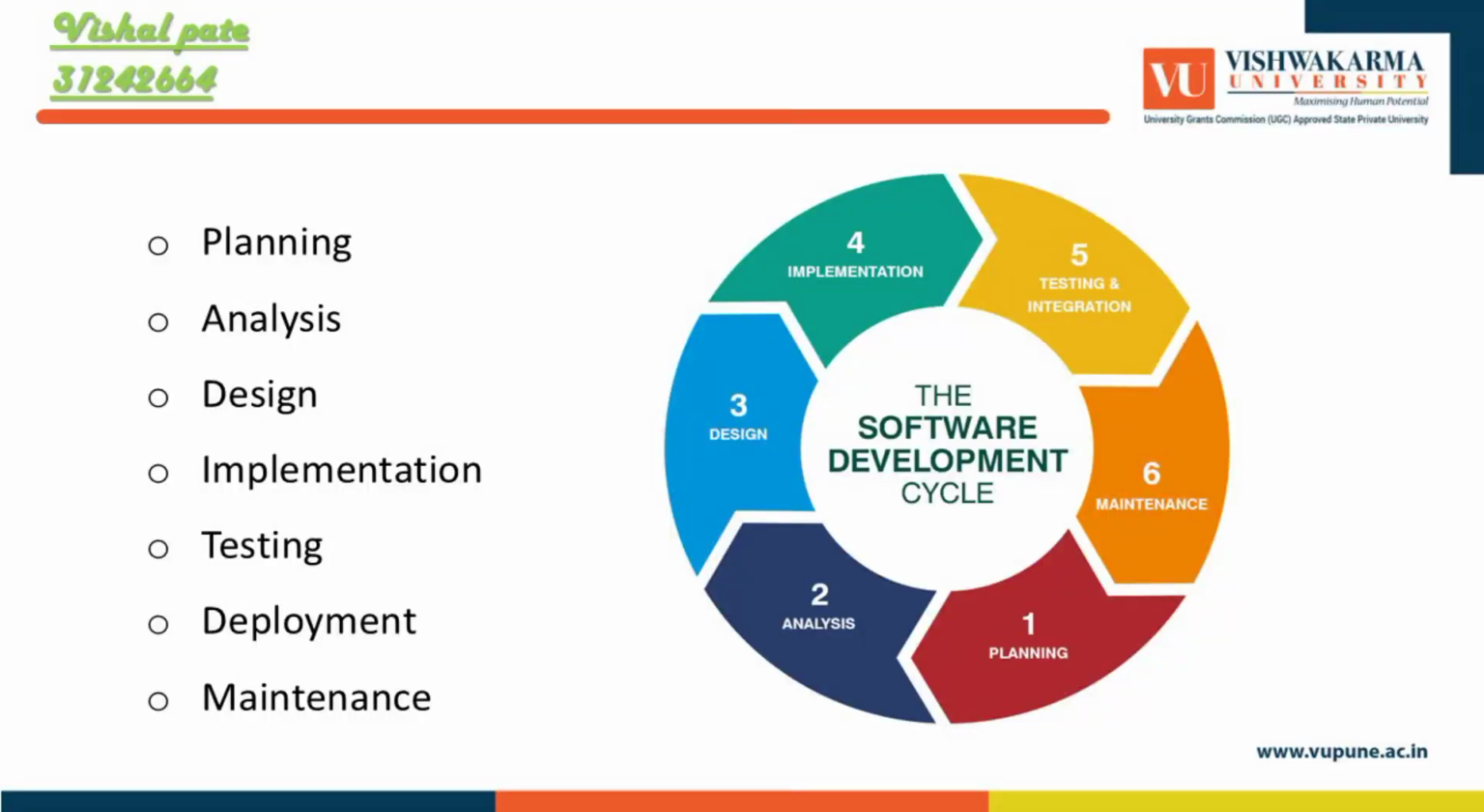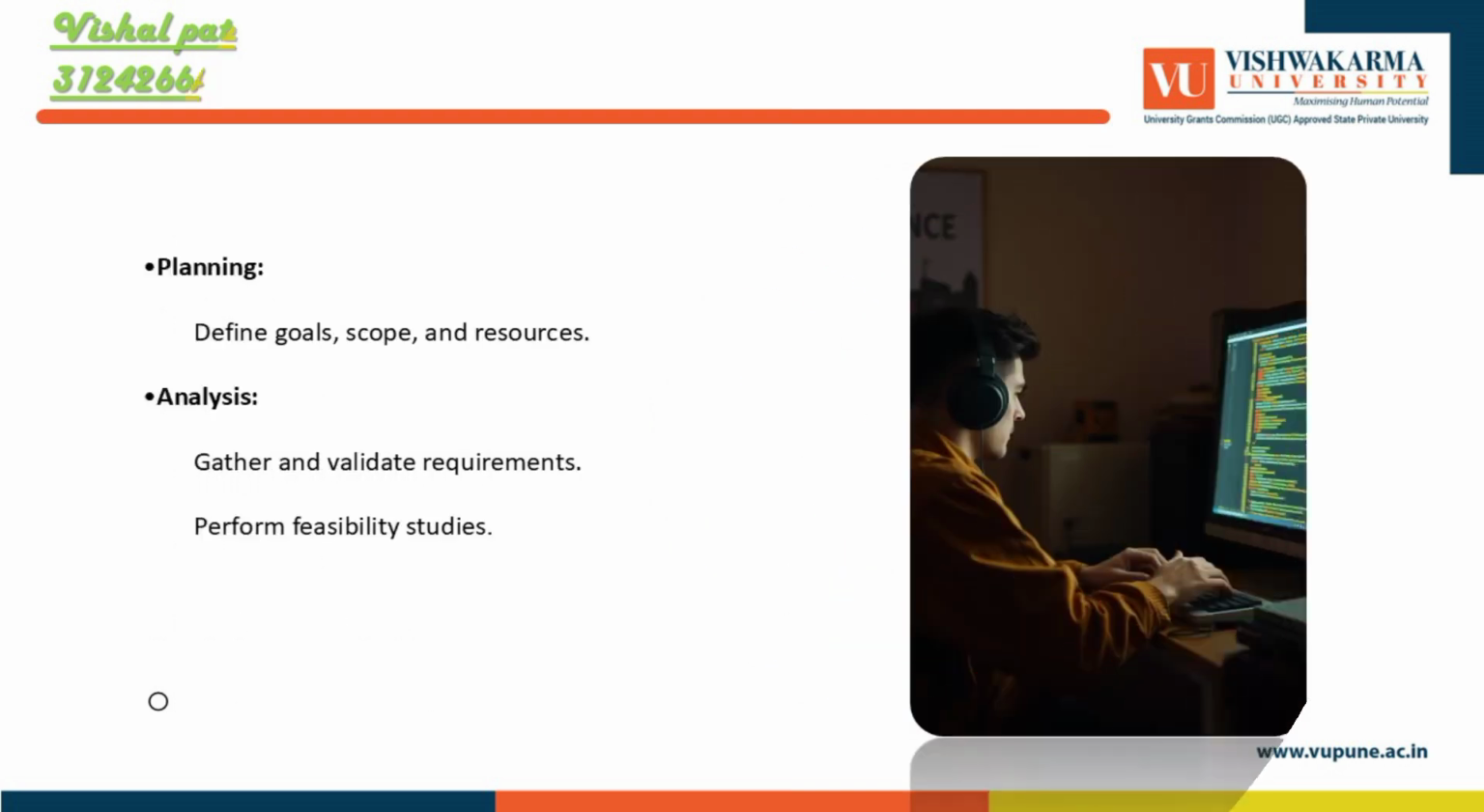First is planning, second is analysis, third is design, fourth is implementation, fifth is testing, sixth is deployment, seventh is maintenance. Now we will see the planning phase. Define the project scope, objectives, and deliverables.